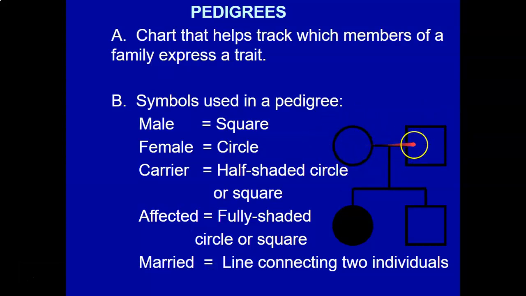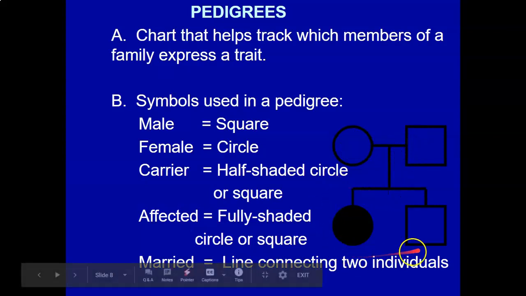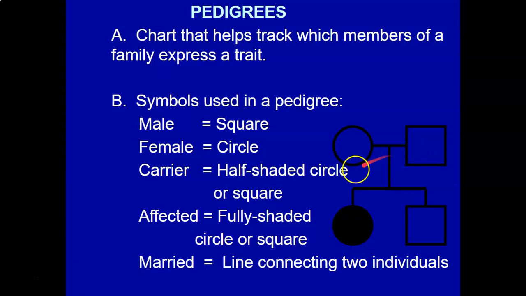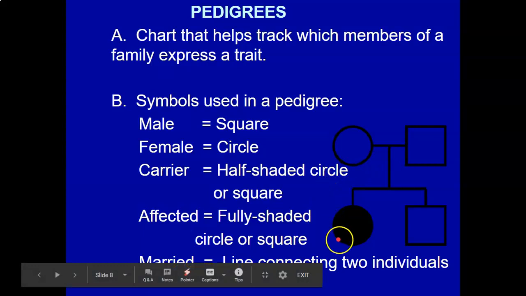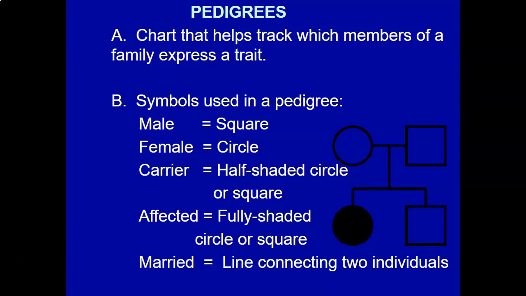If you see a line between a square and a circle, a male and a female, that means these two individuals are married, okay? With the line coming down, these individuals represent the children of these people. If you see a fully shaded-in square or circle, that means this individual has the trait. Some pedigrees you'll see half shaded. Half shaded means they're carriers. They may not have the trait, but they have one allele for it. Just like when we talked about sex-linked, hemophilia or color blindness, the females are normal, but they may have one allele that they pass on to their children.